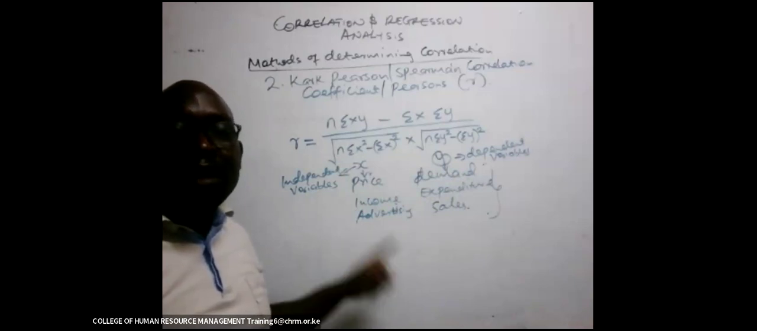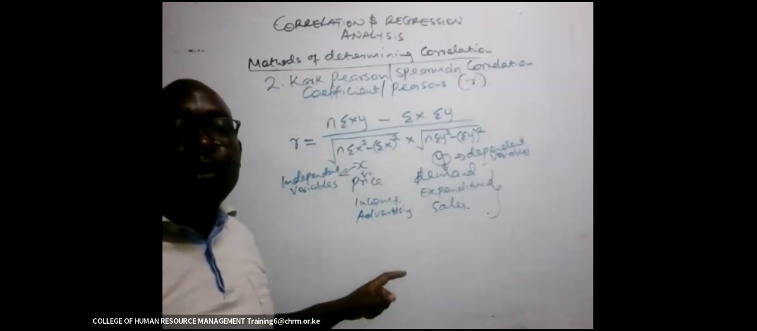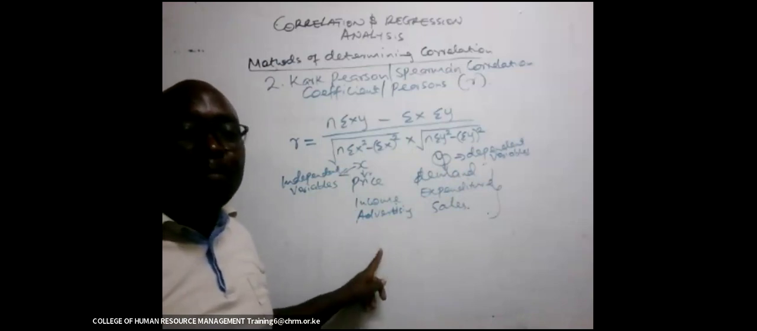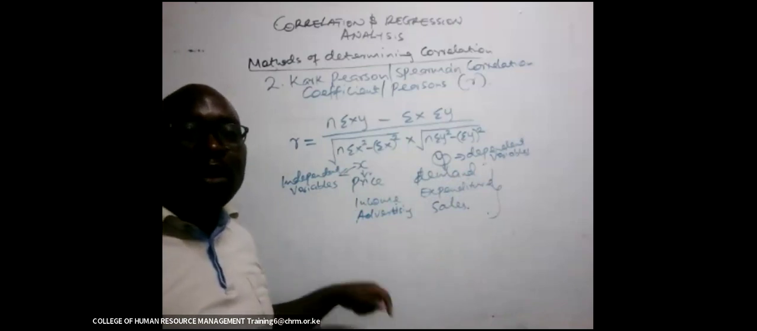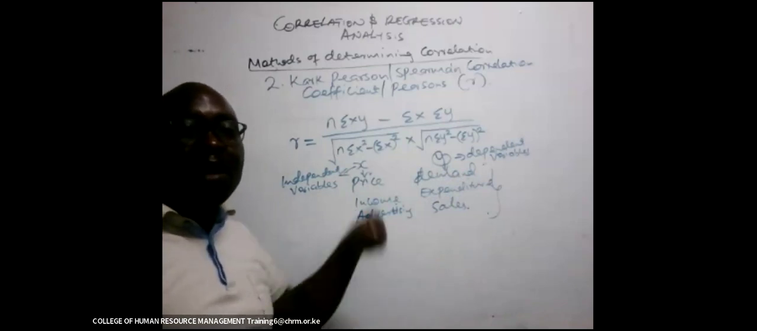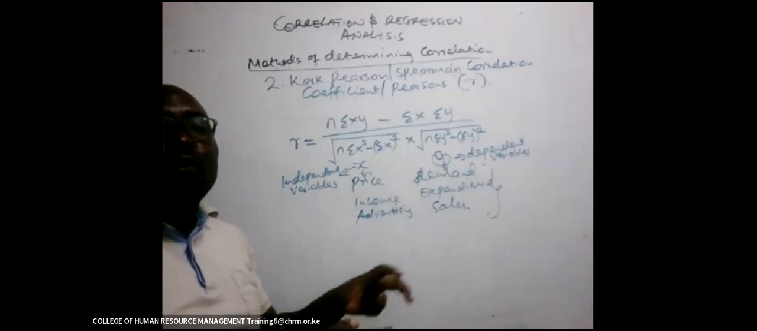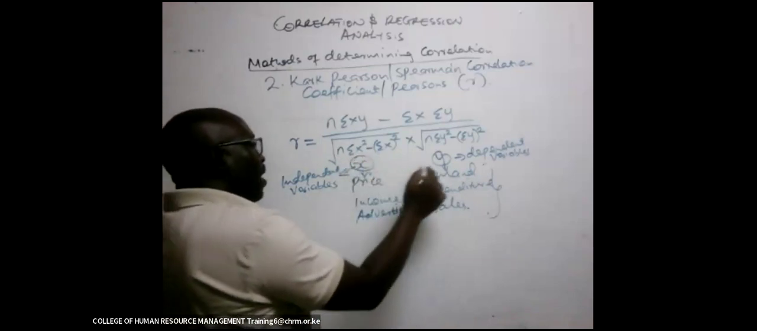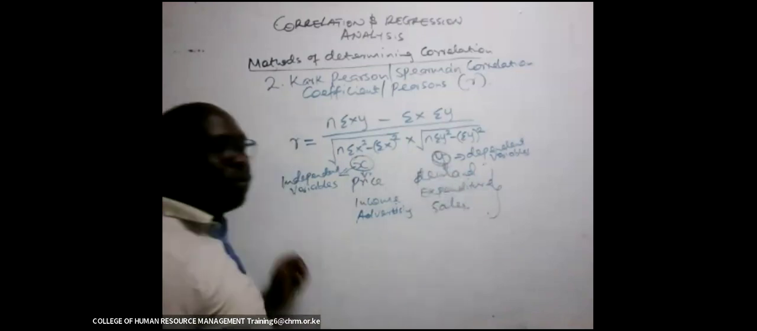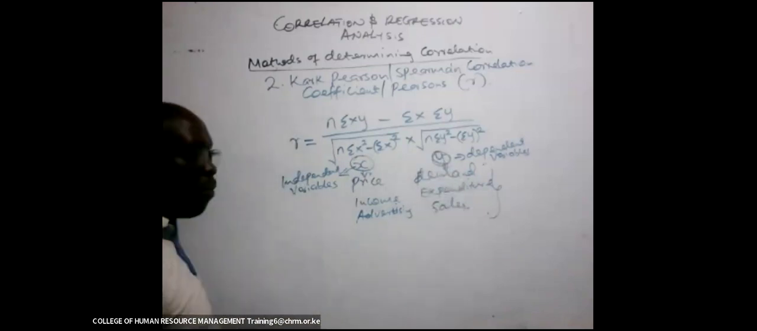We can have many things. You can talk about the employee, for example, experience and productivity. You can talk about the sales experience and the level of sales. So you can be asked about so many things, but you must be given an X variable and a Y variable, for example in the form of a table.